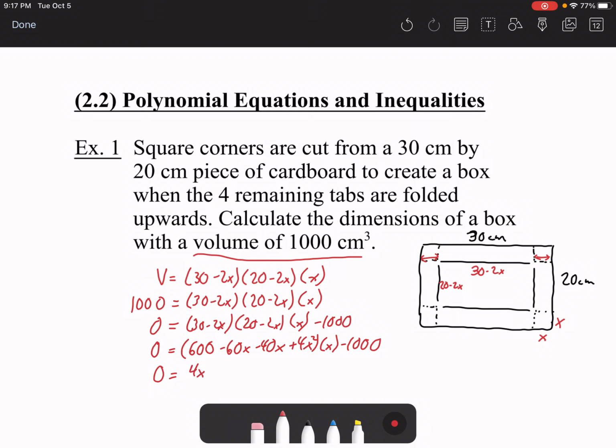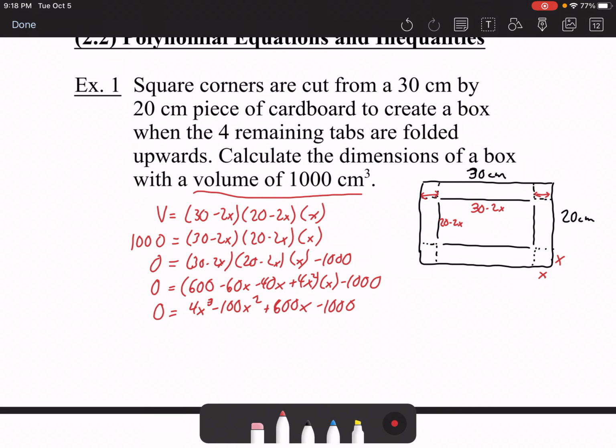So now I'm going to get 4x cubed minus 100x squared plus 600x minus 1,000. Now it's going to be easier to factor this if we can actually divide everything by 4 first. So if I divide everything by 4, I get x cubed minus 25x squared plus 150x minus 250.